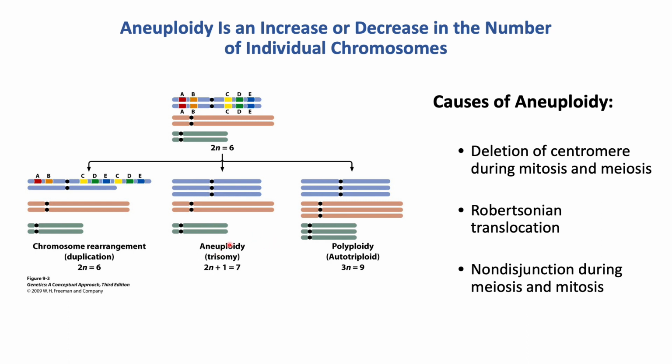Another condition is aneuploidy. This results in a change in the number of chromosomes, so an aneuploid individual might have more or fewer chromosomes. There's another case called polyploidy, which results in more than two sets of chromosomes. In the example shown here, the individual has a triploid genome, that is 3n, instead of a diploid genome, which is 2n. Aneuploidy could occur due to several reasons, like deletion of the centromere during cell division, translocation events, and non-disjunction during meiosis and mitosis that leads to improper formation of gametes.